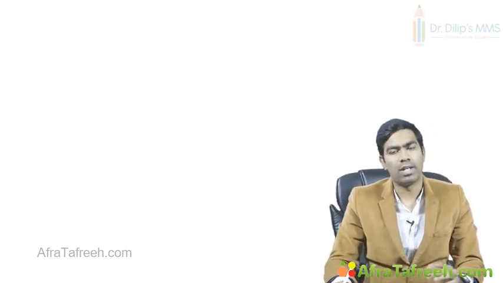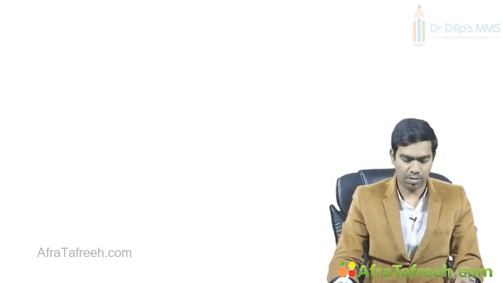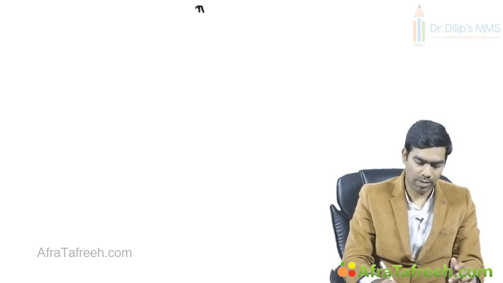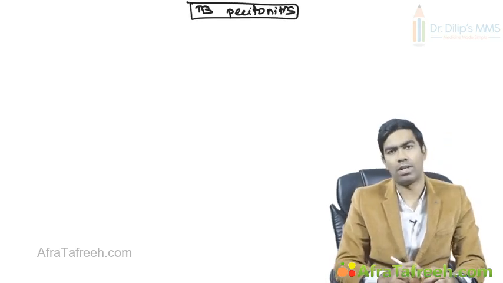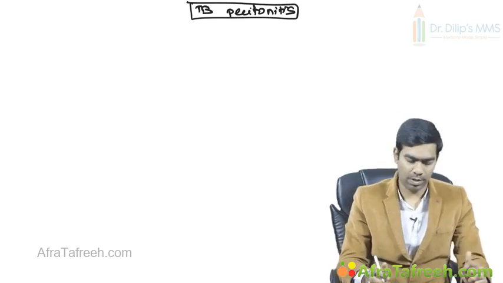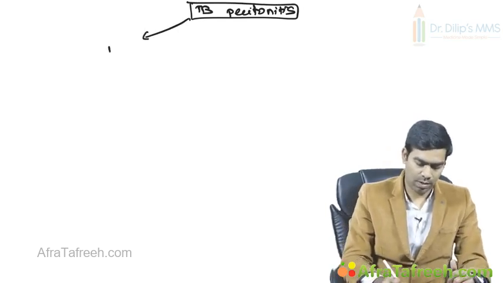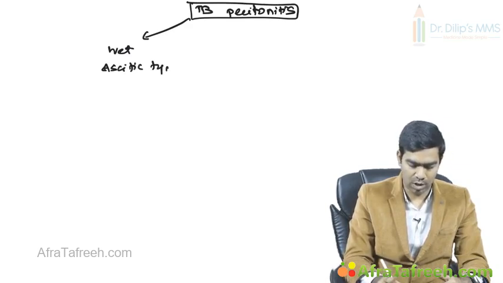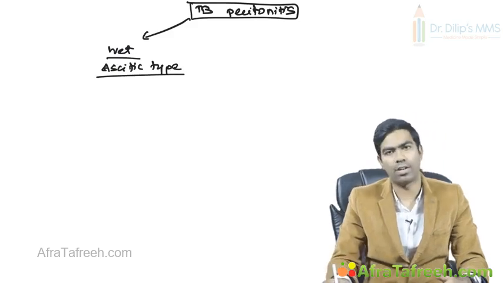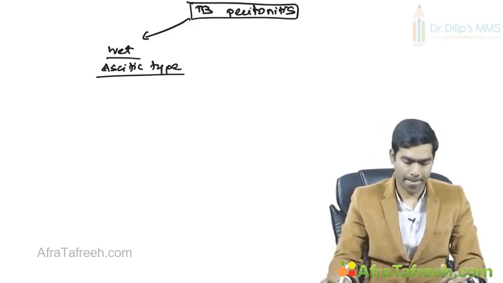With this, we can move on to the next type of extrapulmonary tuberculosis, that is tuberculous peritonitis. Like how we saw tuberculous pleurisy, now we are going to see about tuberculous peritonitis. So there are 4 forms of tuberculous peritonitis. One is referred to as wet ascitic type. Usually this is the common form that you see in the country, wet ascitic type.